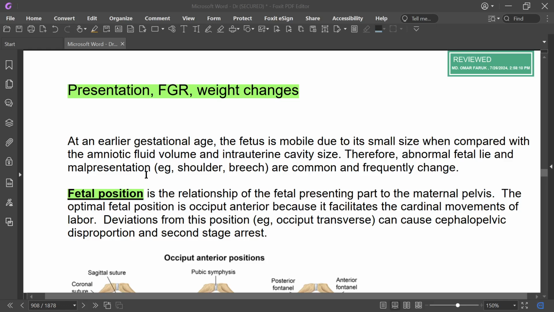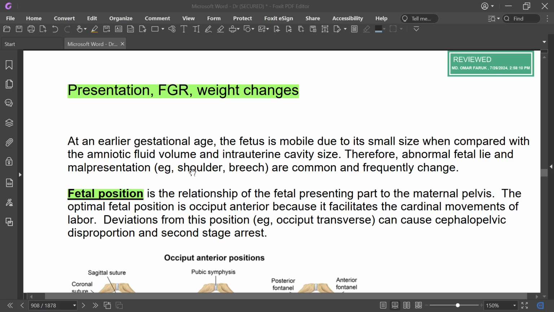Now I would like to discuss the presentation, fetal growth retardation and weight change regarding obstetrics, 10 pages at a row. It's a series of lectures where I will start with these topics and try to clear the doubts regarding them. Okay, first of all, presentation.